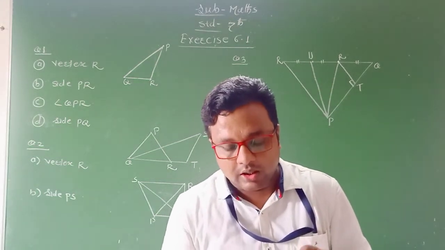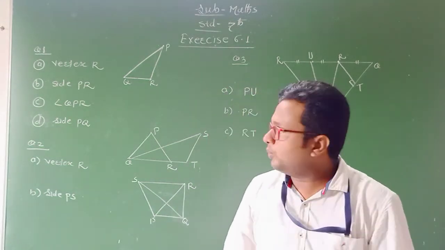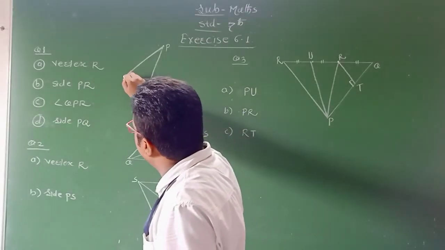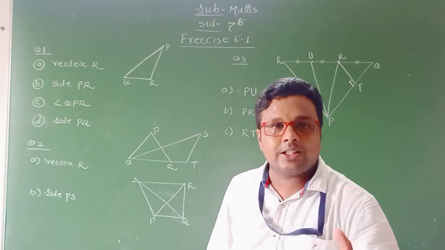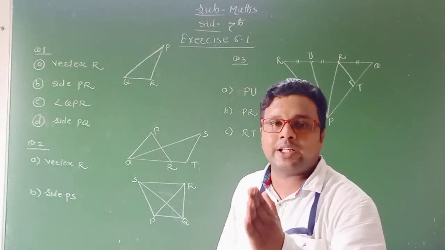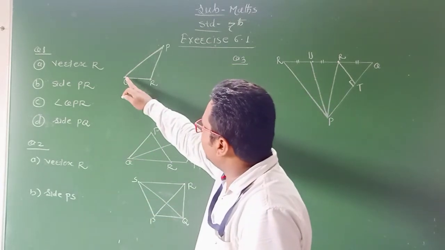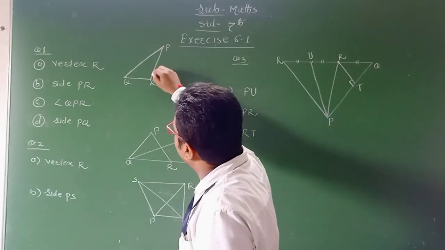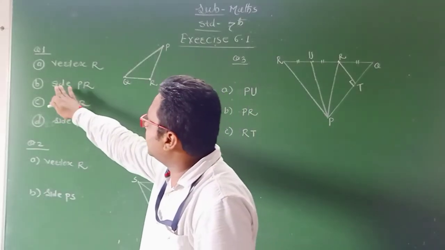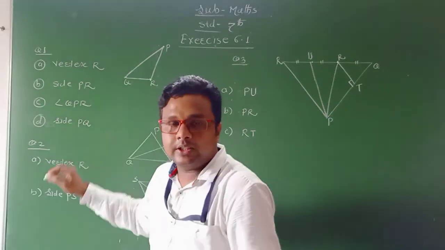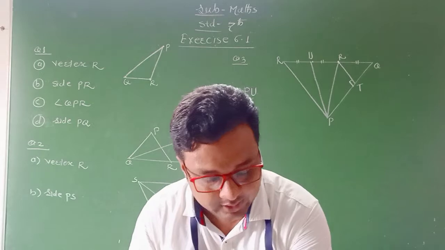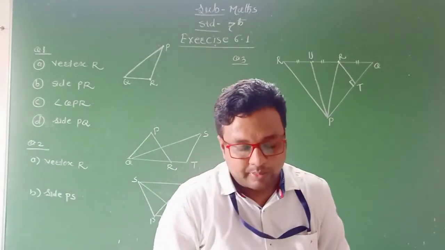Name the side opposite to vertex Q. Now see the vertex Q in the given figure or the triangle. This is the vertex Q. Now what is the side opposite to the vertex Q? In front of this vertex, which side is there? Side PR. Okay, therefore here I write the answer: side PR. This is the side opposite to the vertex Q. Okay. Then see example C.